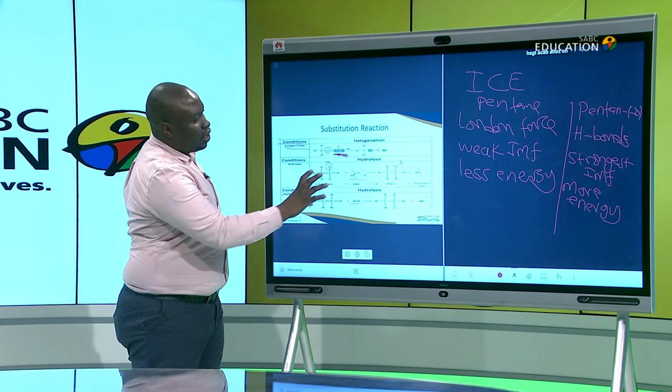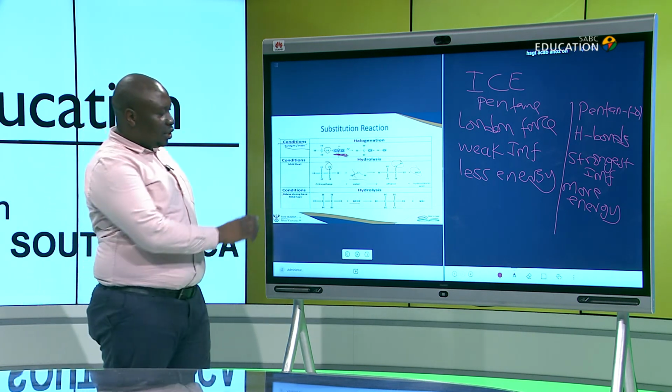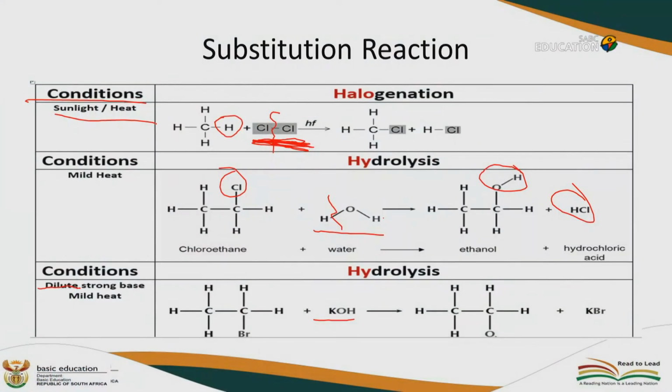For the second reaction, hydrolysis, all of them were saying mild heat. However, when you are using a base, it must be a dilute strong base. So those are the first three substitution reactions that we have formed.